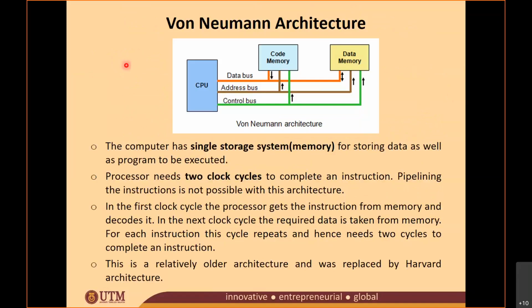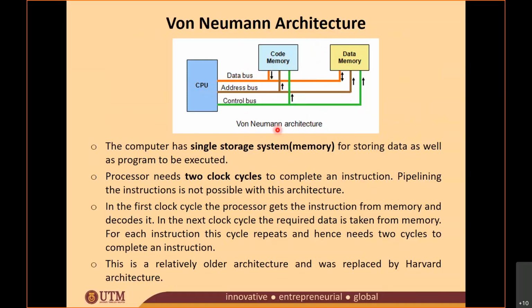Okay, so let's look at the von Neumann architecture. Okay, so this is a von Neumann architecture, as you can see here. This architecture has a single storage memory for storing data as well as the program to be executed. Okay, kalau kamu tengok kat sini, dia punya program memory and data memory share the same bus. Okay, so this is the bus, di mana this bus is used to communicate between the CPU and the memories.